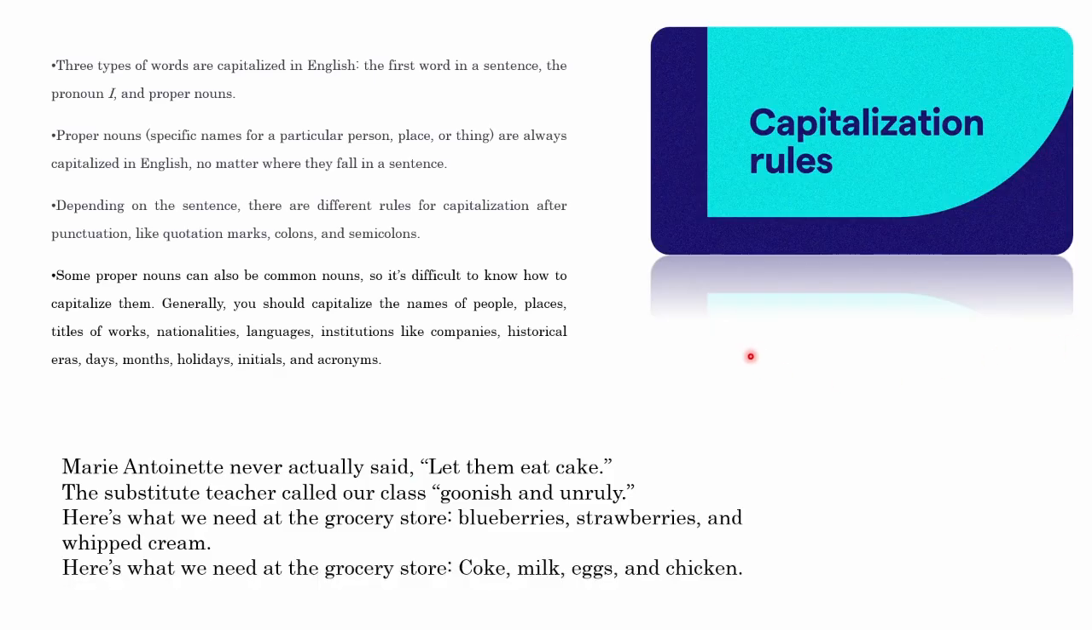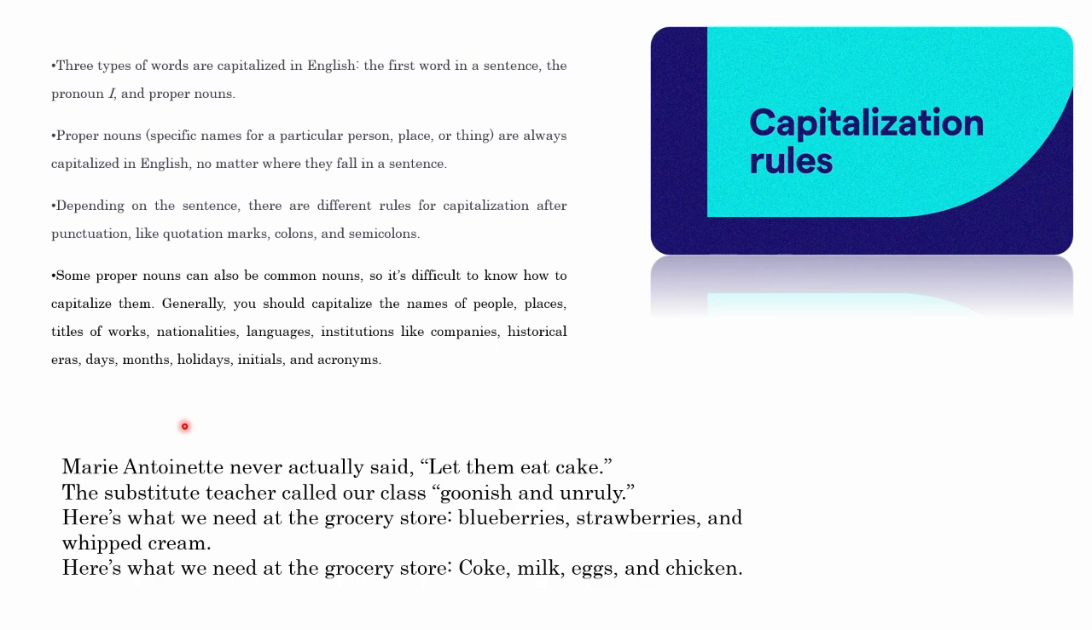Rules of punctuation. There are several rules of punctuation in English. First, three types of words are capitalized in English: the first word in a sentence, the pronoun I, and proper nouns. Proper nouns are specific names for a particular person, place, or thing. They are always capitalized in English, no matter where they fall in a sentence. Depending on the sentence, there are different rules for capitalization after punctuation, like quotation marks, colons, and semicolons.